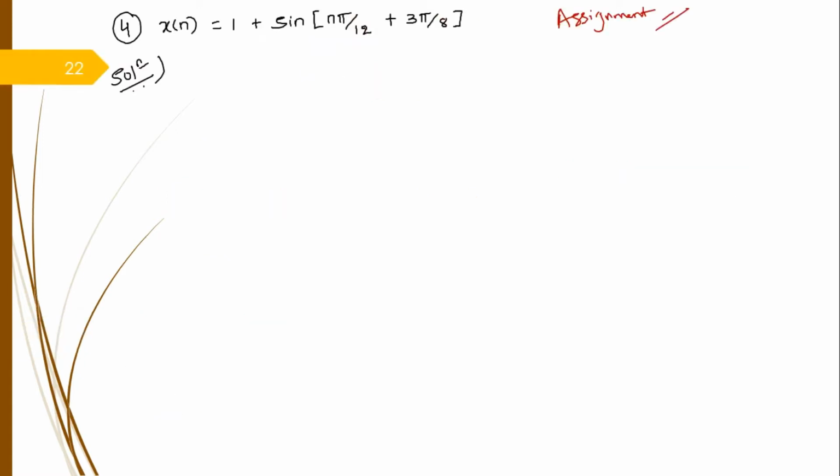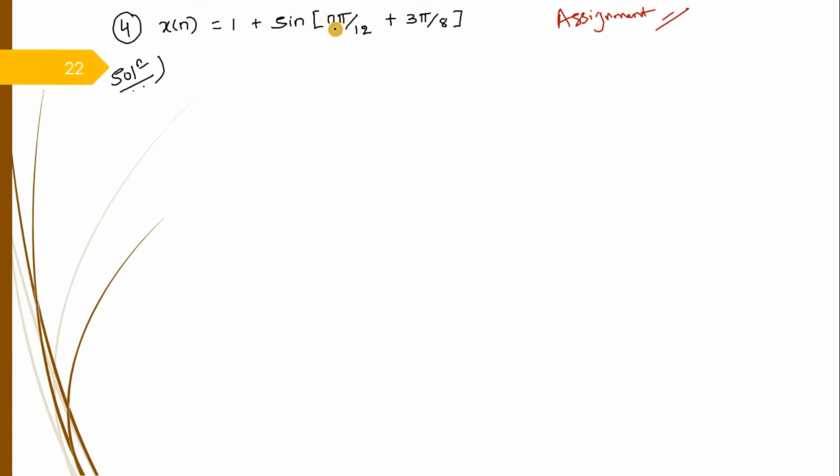So I had given you an assignment in the previous class. I hope you might have tried. I just want to give you a solution for this before we proceed to the next part. The problem goes like this: it is 1 plus sine, and in place of theta we have n pi by 12 plus 3 pi by 8. Here, you need to compute the periodicity of this.